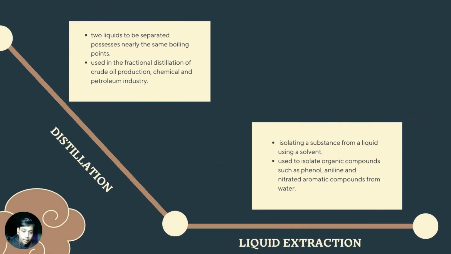Okay then, distillation and liquid extraction. For distillation, two liquids to be separated possess nearly the same boiling point, used in the fractional distillation of crude oil production, chemical and petroleum industry. For liquid extraction, isolating a substance from a liquid using a solvent, used to isolate organic compounds such as phenol, aniline, and nitrated aromatic compounds from water.